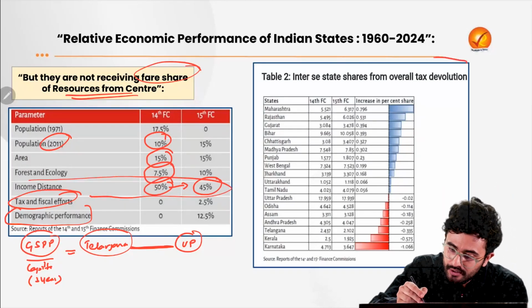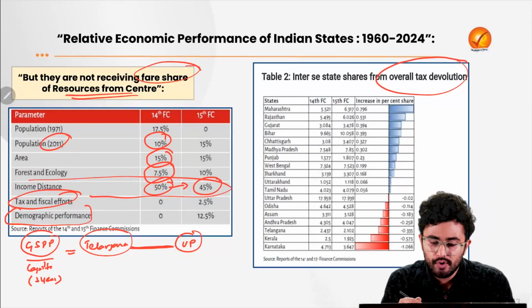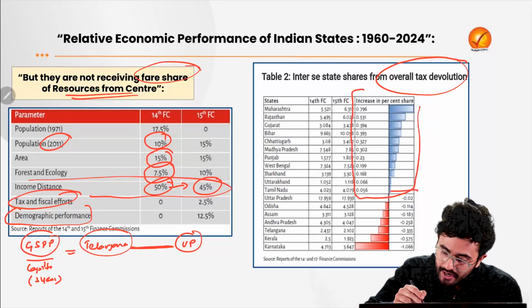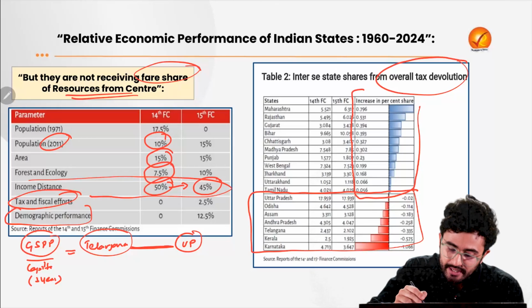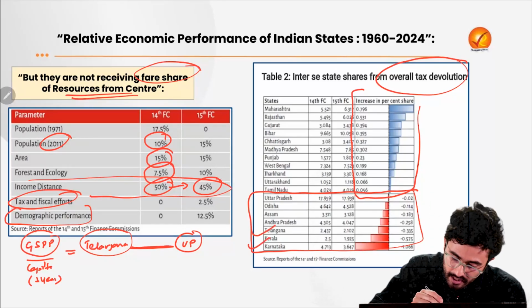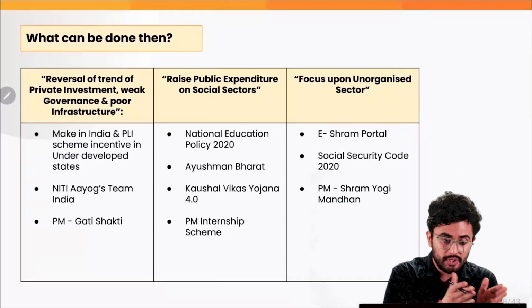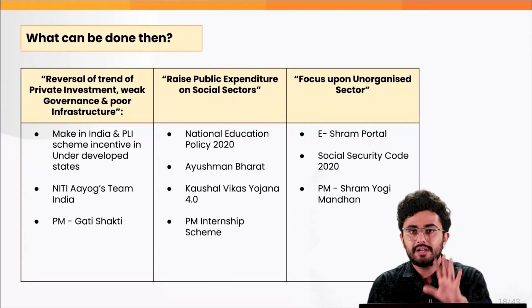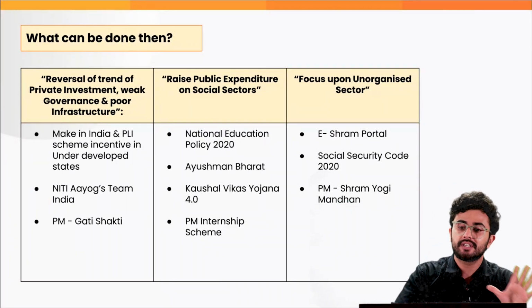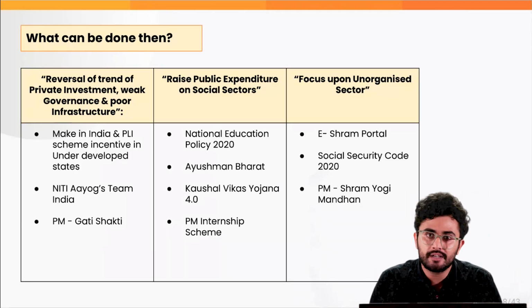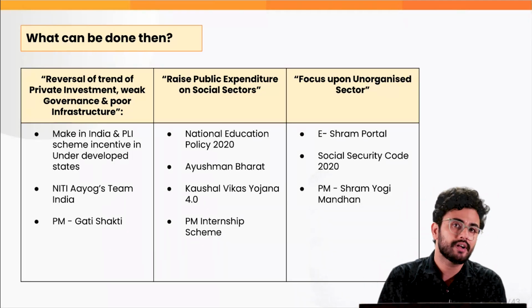Then just look at the share of overall tax devolution. If we talk about the change in percentage share, just look at the states whose percentage has declined, for example Telangana, Kerala, Karnataka, Andhra Pradesh, all of the states which have been doing well. So what does the article or editorial suggest? What are the steps we can take to reduce this increasing income inequality and solve this federal issue?